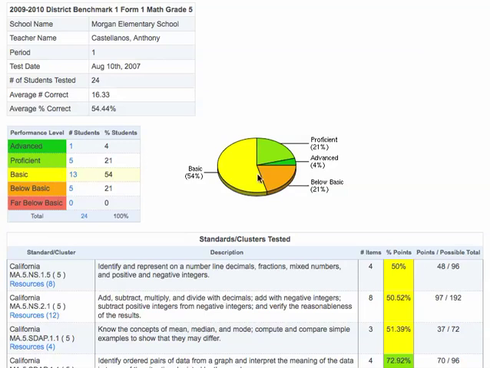As we look at how he's done as a class overall, using the table on the left and the pie chart on the right, you can see that about half his class was in the basic, about a fifth of his class were far below basic, about a fifth of his class were proficient, and over here you can see only 1 student was advanced. The nice part is that he didn't have any in the far below basic.